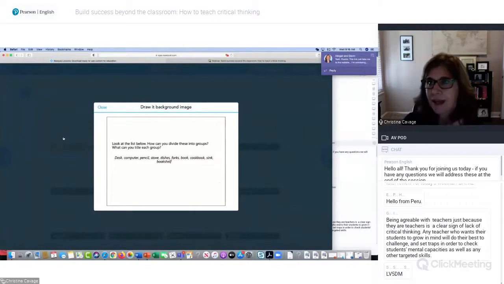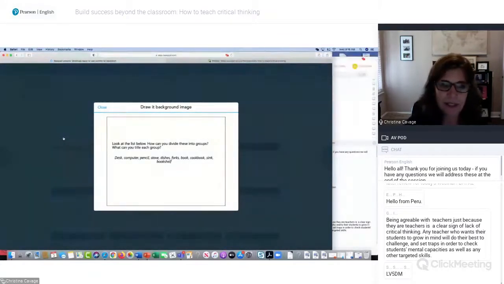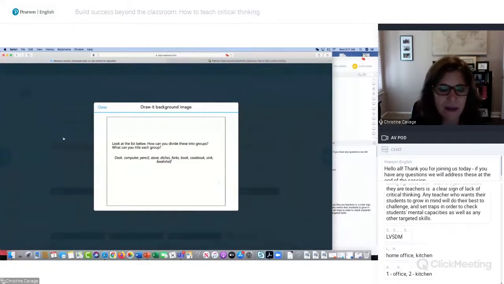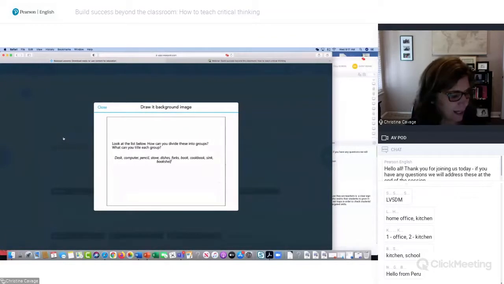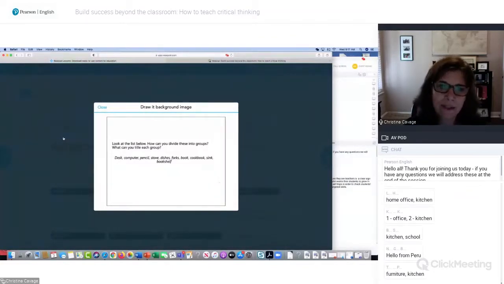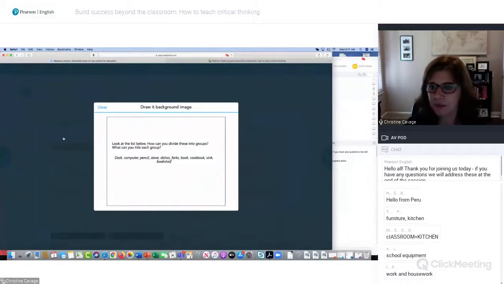Those of you engaging in Nearpod, let's look at our second strategy. And those of you who are not on Nearpod, if you can just kindly throw it in the chat box. Looking at the list below, how can you divide these into groups? What can you title each group? If you're working in Nearpod, you can use your finger to circle or underline those you would put in the same group and write a title in. If you're on a desktop, when you hit the keyboard on the bottom of your Nearpod, you'll be able to type in there. I'll give you a minute, and this is really working on our second strategy here. So look at that list and how can you divide them into groups?